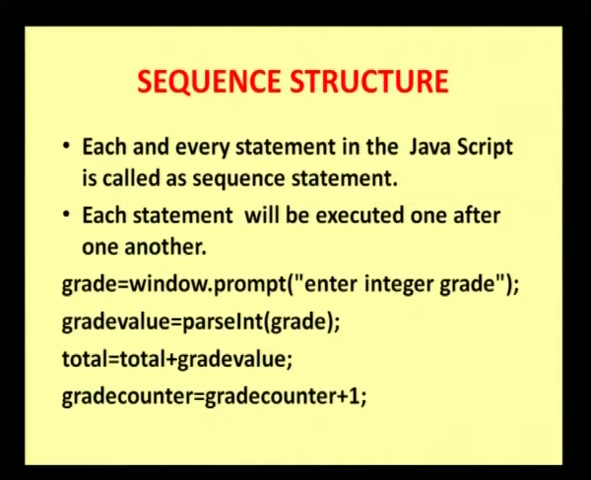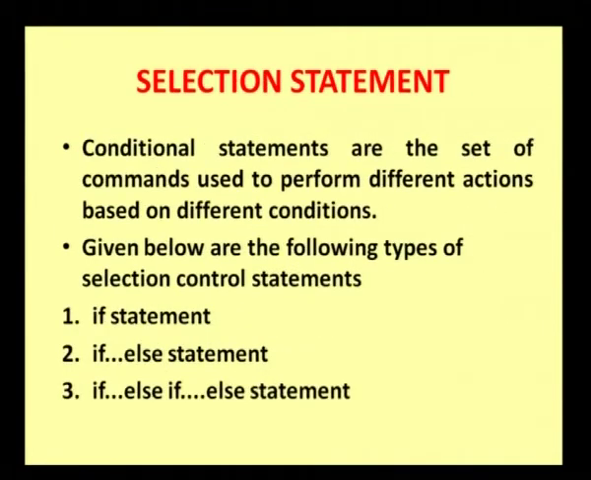It doesn't transfer the control to any part of the program. The control will be there by sequence, that is one line will be executed, next line will be executed after the previous line output. Next statement is selection statement. Selection statement is also called as conditional statements. The set of commands will be executed when the condition is true or condition is false.